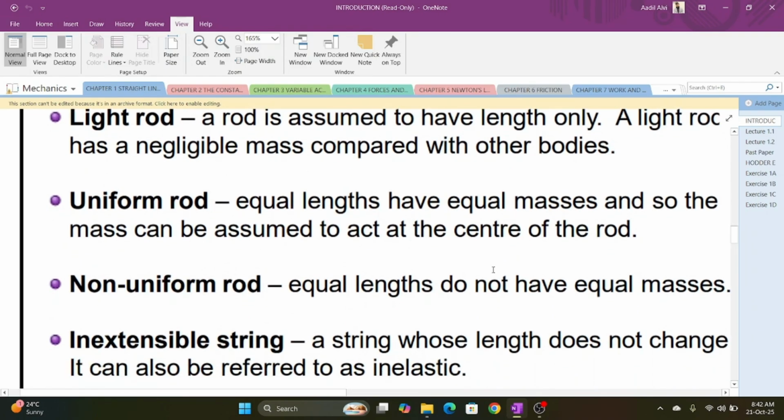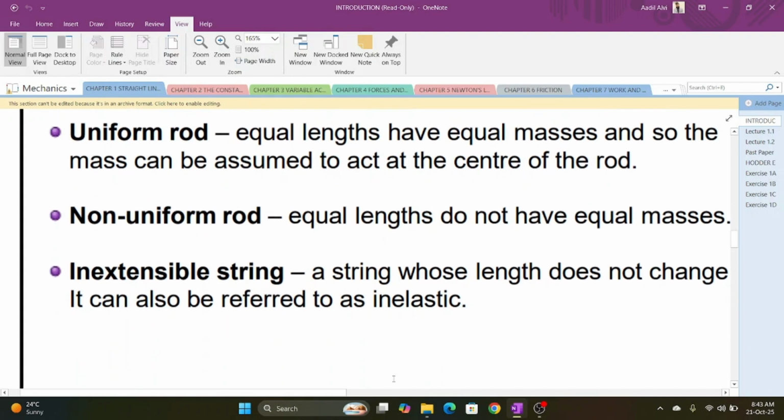Then comes inextensible string. Inextensible string means that you have a piece of rope, for example, and that rope does not stretch, okay. So when a force is applied, it does not stretch, and therefore we also call it inelastic, because it does not have elasticity, okay.